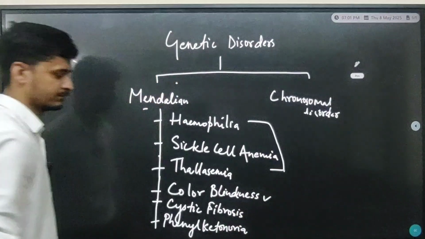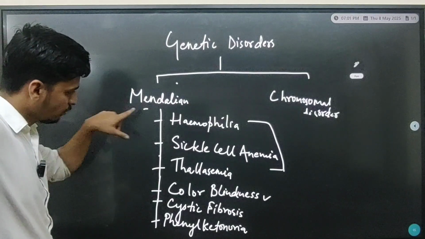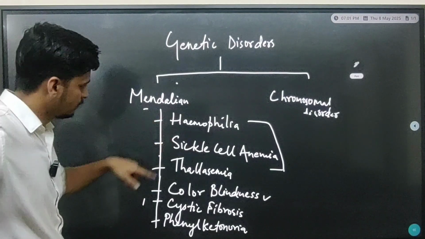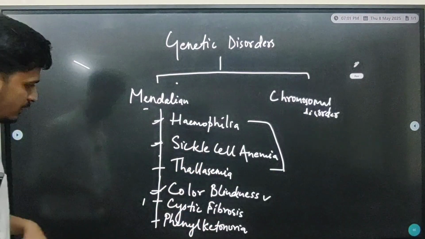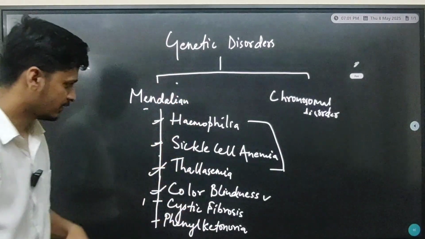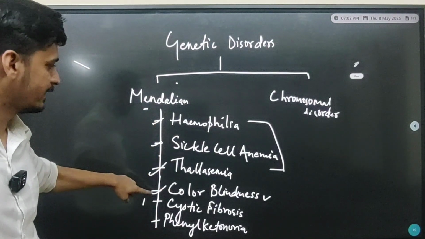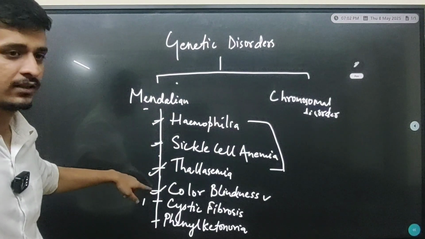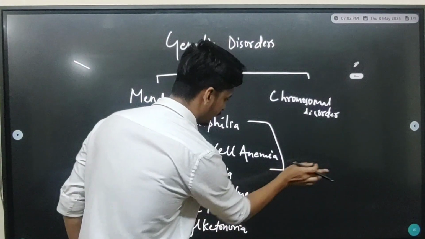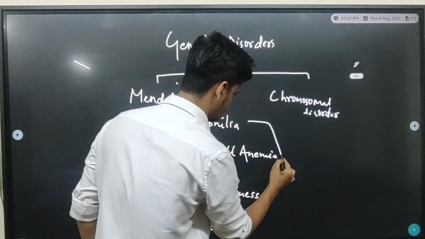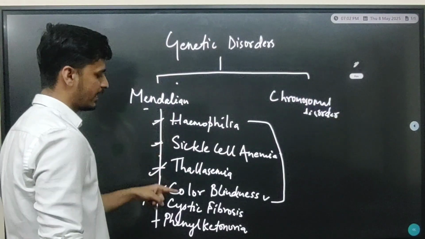Color blindness, okay. So remember, out of these, 1, 2, color blindness 3. Thalassemia is also there in your syllabus. Hemophilia and color blindness: these two are X-linked disorders.